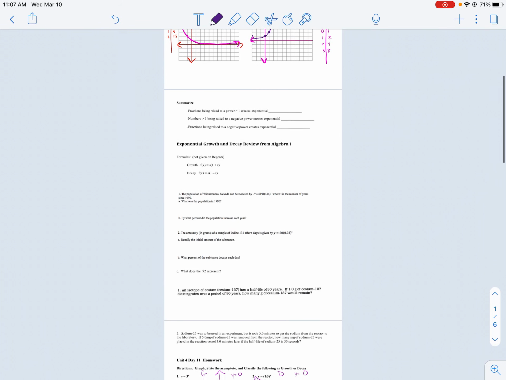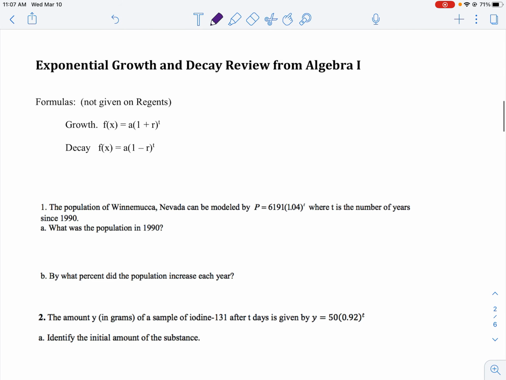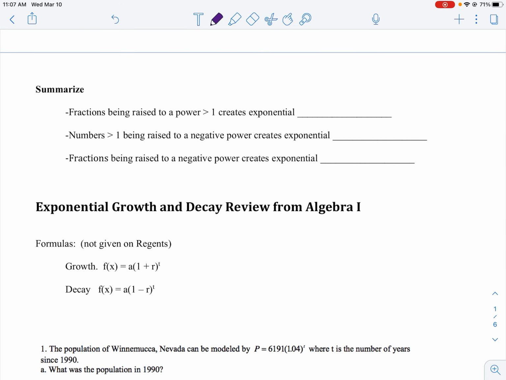Okay? And so to summarize, fractions being raised to a power greater than 1 creates exponential decay, like number 2. Numbers greater than 1, like number 3, being raised to a negative power creates decay. And like number 4, fractions being raised to a negative power creates exponential growth.